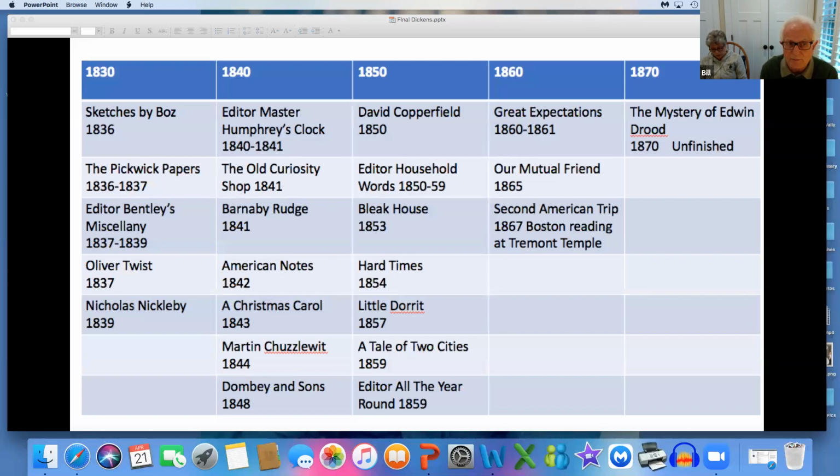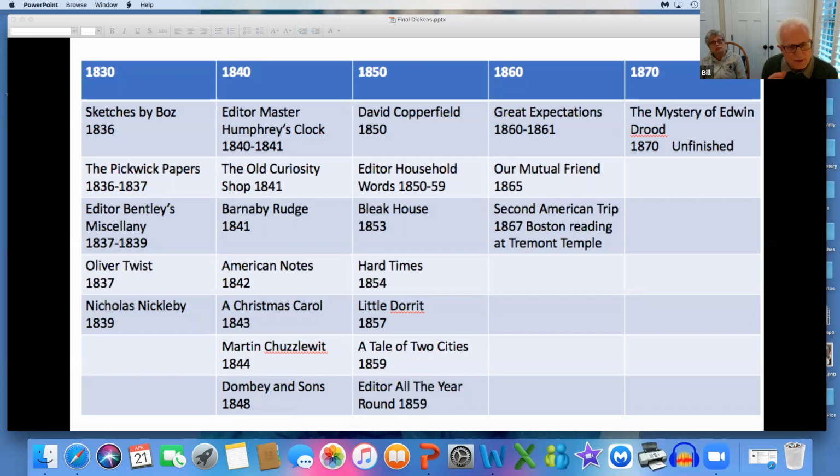So Pickwick Papers in the 1830s, that was never intended to be a novel. That was just going to come out in the monthly editions. And then as Dickens really got into his stride, he attempted to wrap that into a novel type of framework. Oliver Twist, same type of thing. Nicholas Nickleby, the same. These are what's called episodic. This happens, then that happens, then this happens, and that happens.